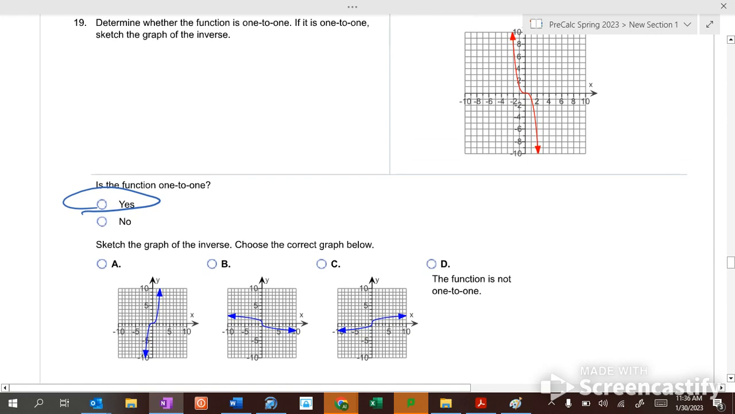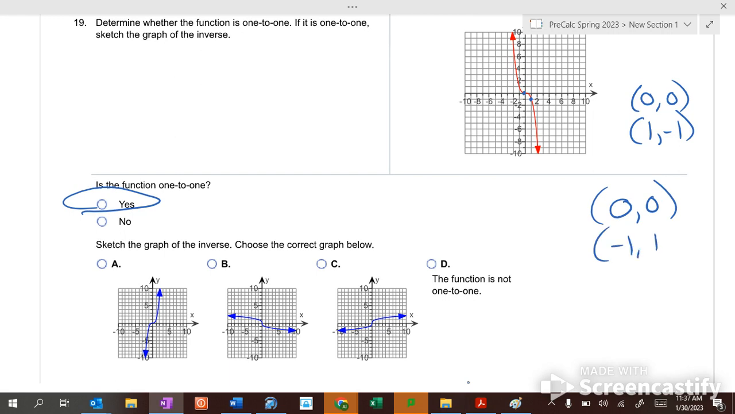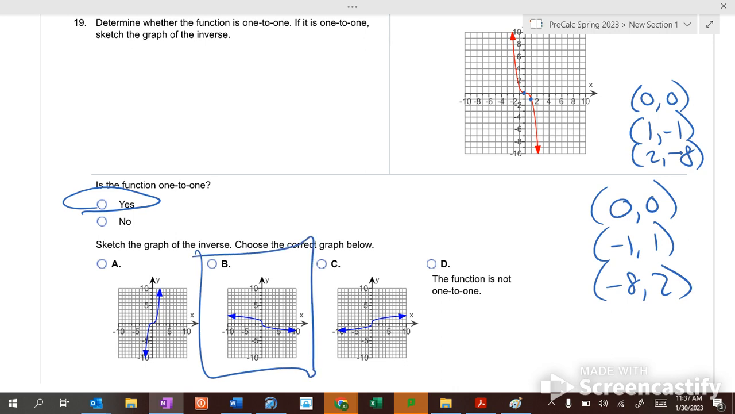Okay? So then we have the point 0, 0, 1, negative 1. So then to find its inverse, just swap the points to be 0, 0, and negative 1, 1. Well, it's the exact same graph, isn't it? Oh, no. We better go on to the next point. So it'd be 2, negative 8 is a point. So it'd be negative 8, 2. So it'd be choice B, right?